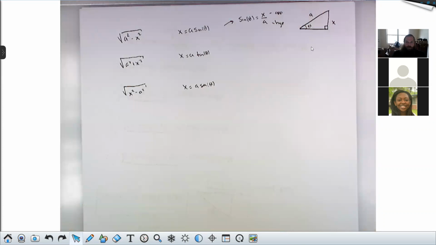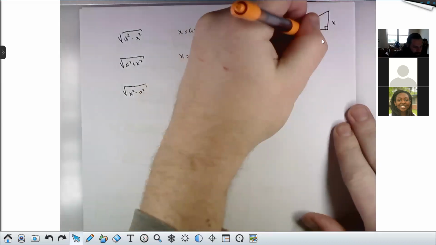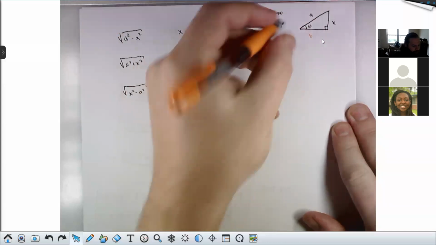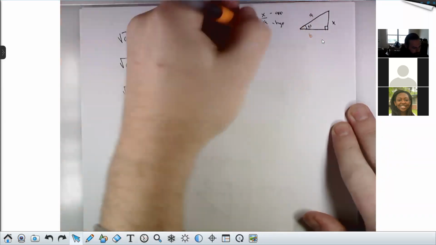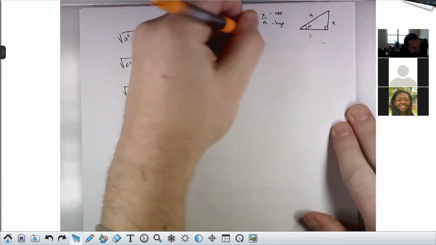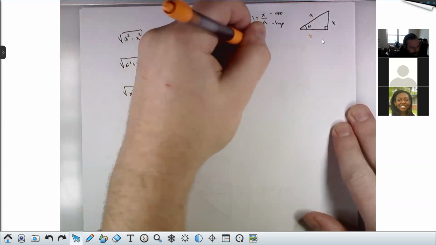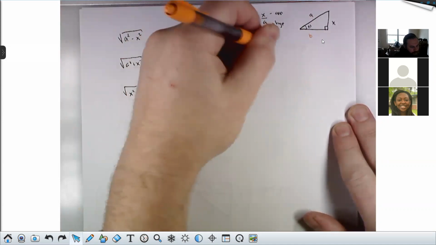So the missing side length here, I'll write it in here as b, why not? We know that b squared plus x squared would equal a squared. So B squared plus x squared equals a squared, which means b would have to be the square root of a squared minus x squared.